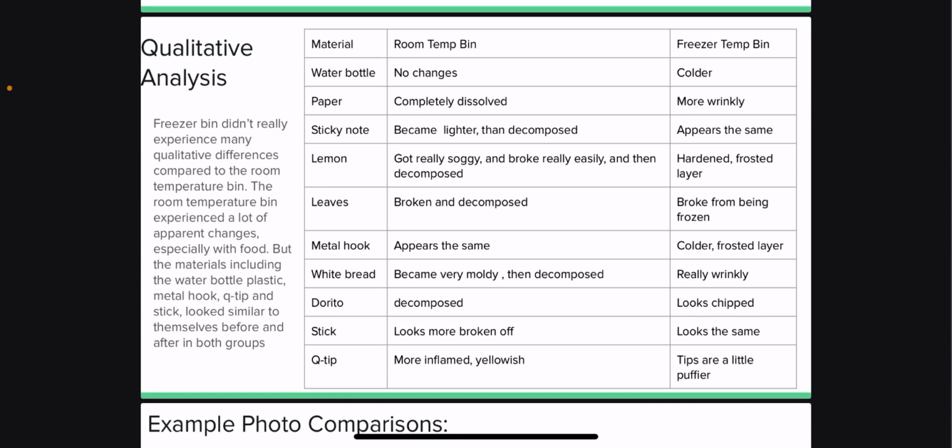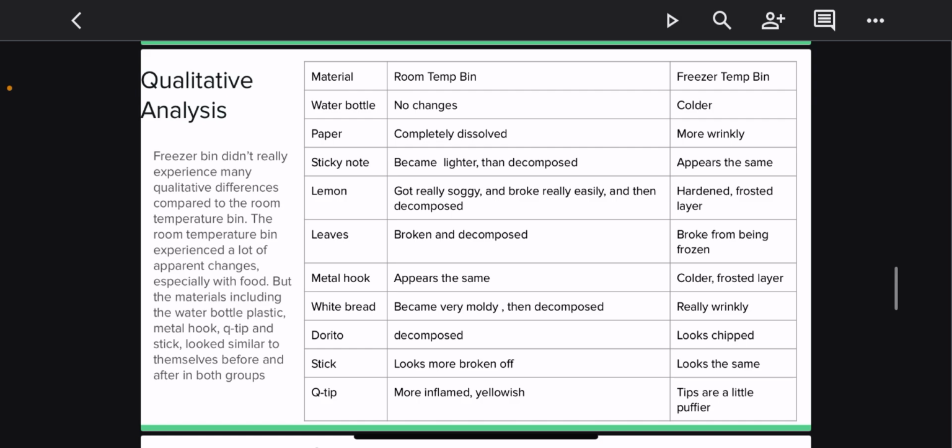I also created a chart for qualitative observations. I found that the freezer bin didn't really experience many qualitative differences compared to the room temperature bin. The room temperature bin experienced a lot of apparent changes, especially with food, but I did find that materials like plastic, metal, and the Q-tip all looked similar to themselves before and after in both the room temp and freezer temp bin.